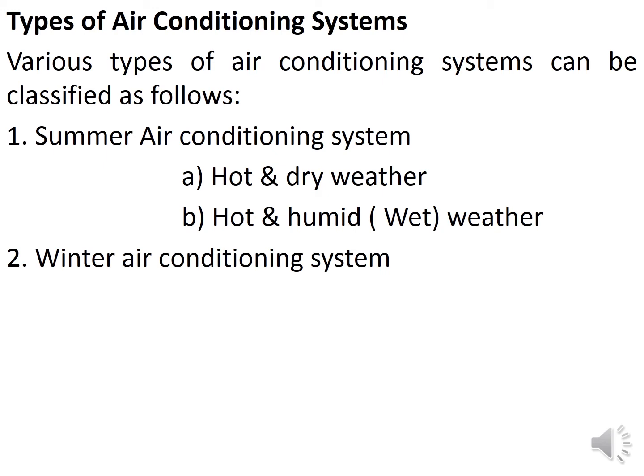So there are two conditions again in the summer, that is hot and dry weather, and hot and wet weather. For both conditions we need air conditioning systems, because in Goa and such places it is hot and humid, and in some of the dry areas it is hot and dry weather. The second main classification is winter air conditioning, where the outside condition is cold and we require warm air inside the room.